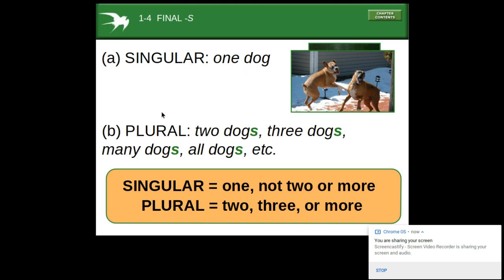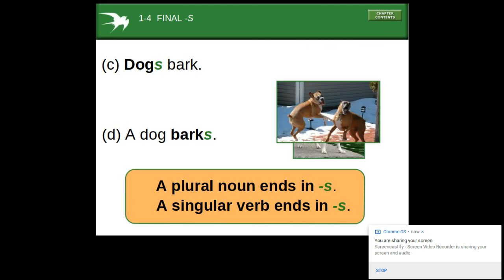Let's see. Singular, one dog. Plural, two dogs, three dogs, many dogs, all dogs. Dogs bark. So in general, right, all around the world, dogs bark. If it's singular, a dog barks. A plural noun ends in S. A singular verb ends in S. Okay, and I think you instinctively know that. That might sound complicated, but when I say plural noun, dogs, a singular verb: bark with an S, barks.